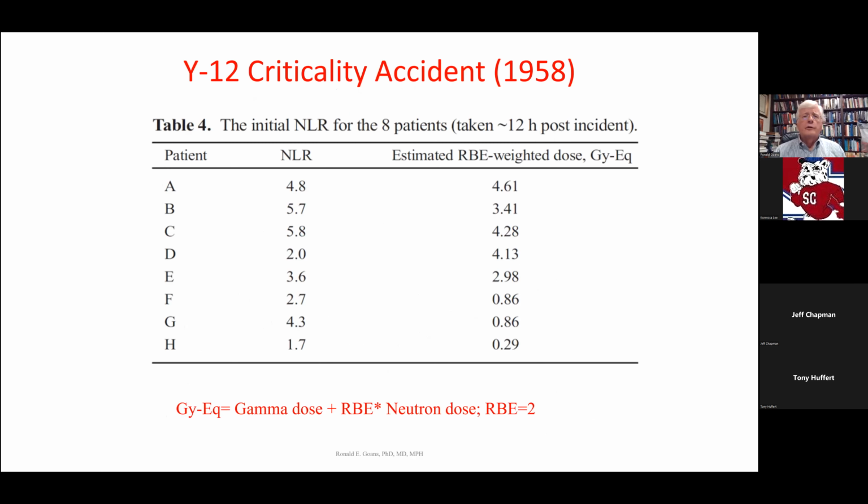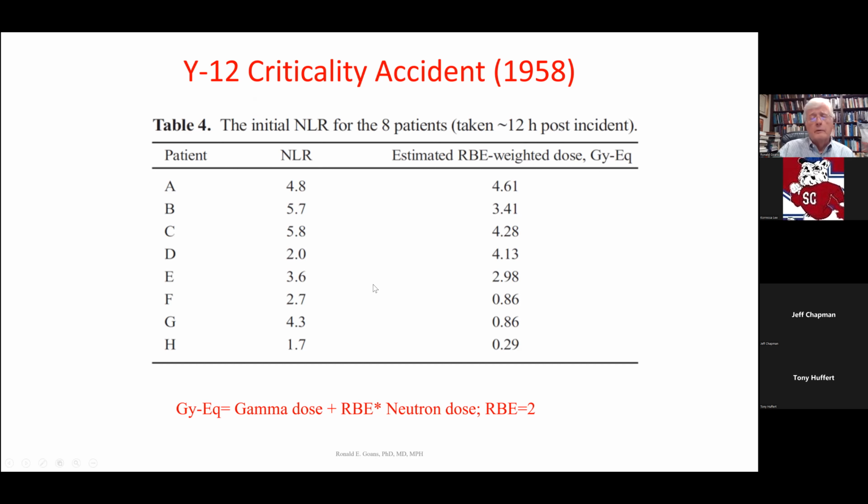So what's the neutrophil to lymphocyte ratio for these? I have access to their medical files and their hematology data, so we were able to calculate that. Looking at patient A, his RBE-weighted dose is 4.61 gray equivalent. Neutrophil to lymphocyte ratio was 4.8.